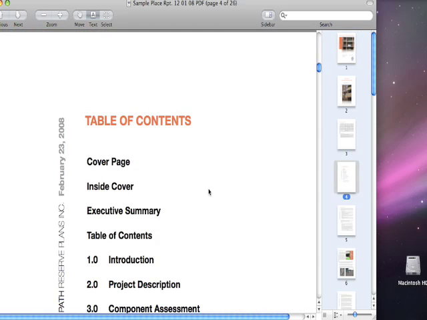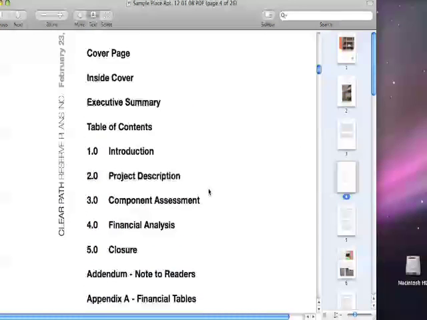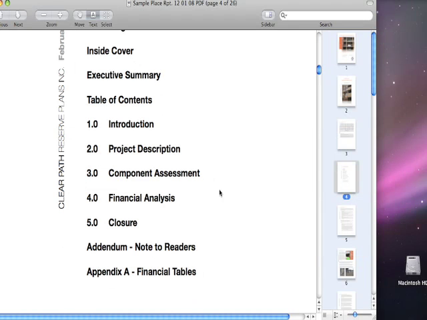Here is a typical table of contents outlining the key parts of the report, I should say. I'll zero in on component assessment and financial analysis.